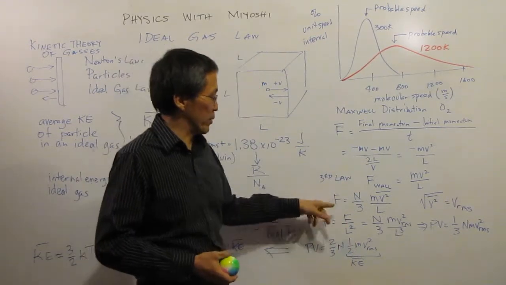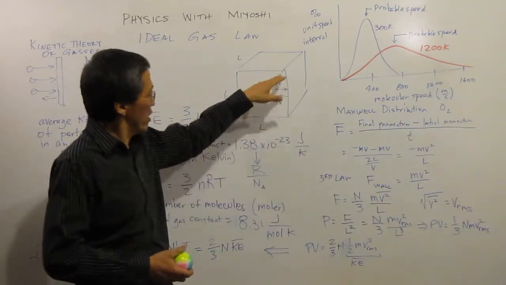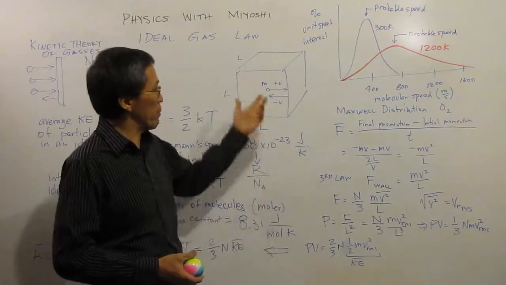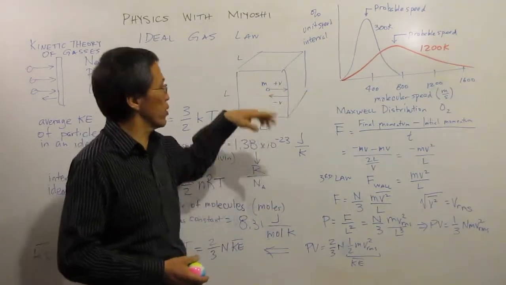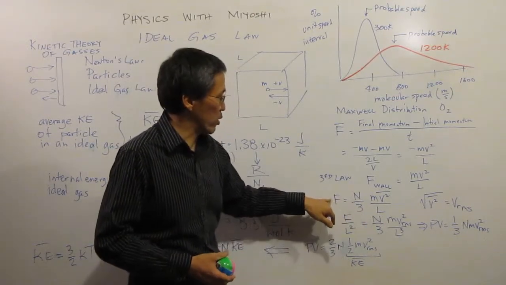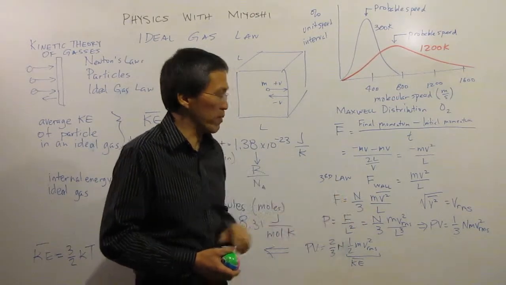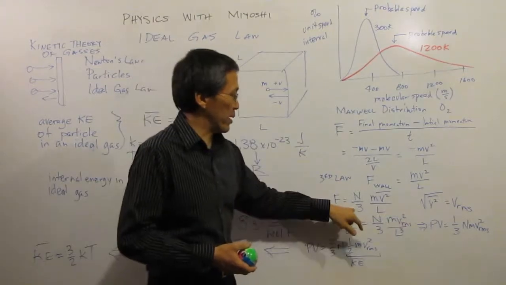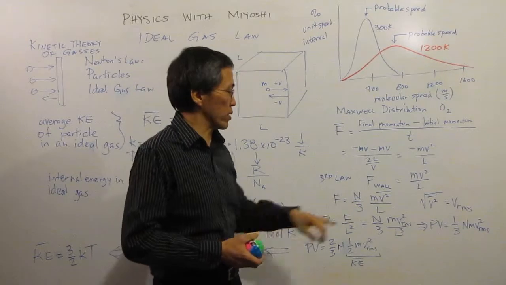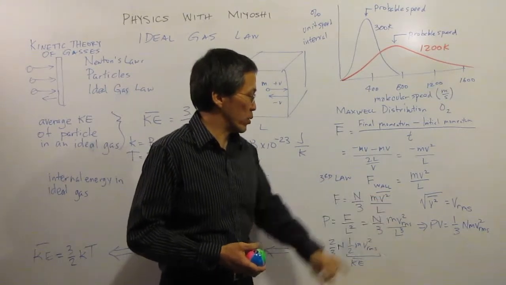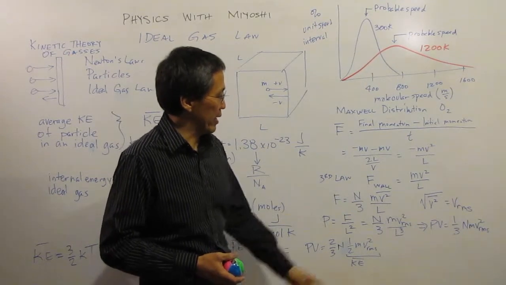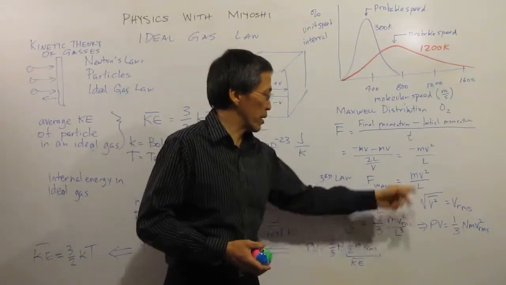The other thing that's kind of interesting about this equation, if we think about all three dimensions and all the different particles in there, is that about a third are going in the x direction, a third in the y direction, and a third in the z direction. So that's where this 3 comes in. So F is our number of molecules divided by 3 times the mass of a single particle times our root mean squared velocity squared, divided by L.